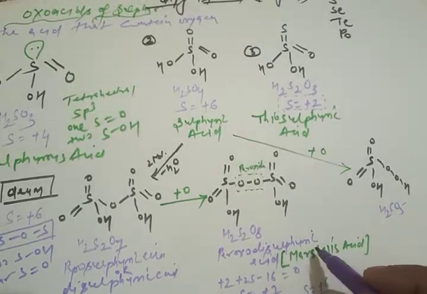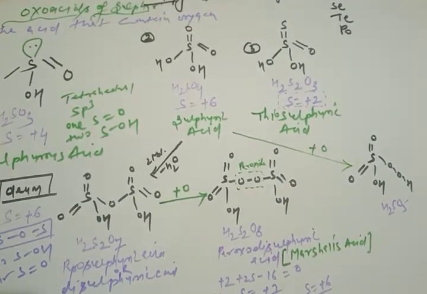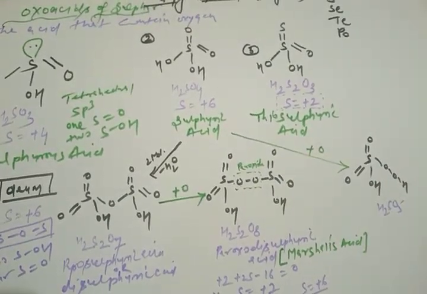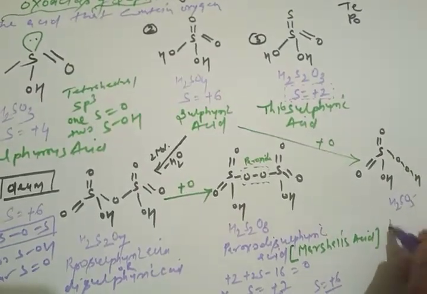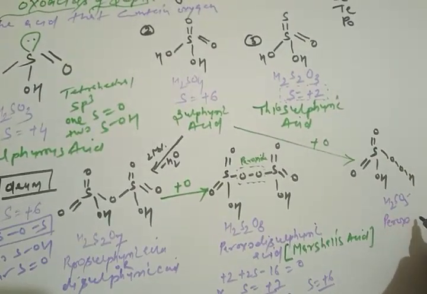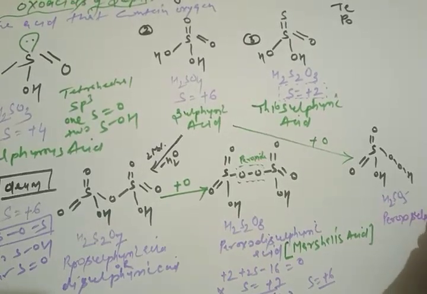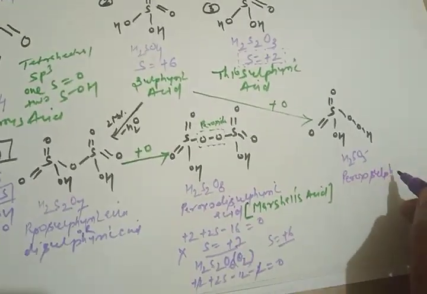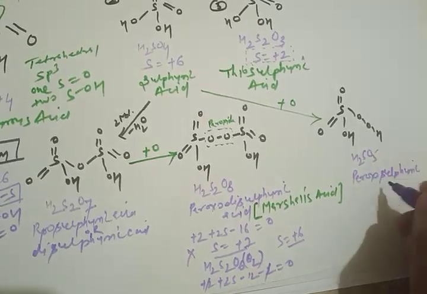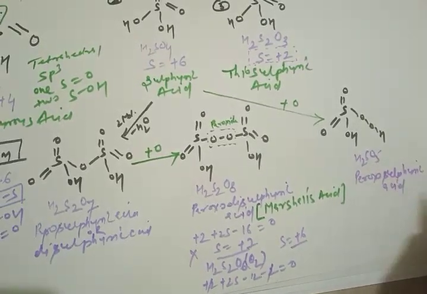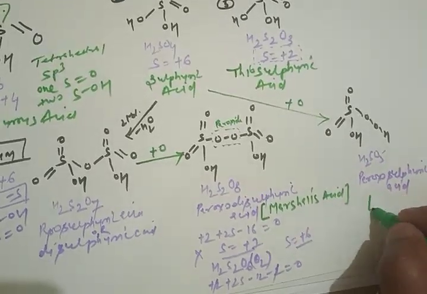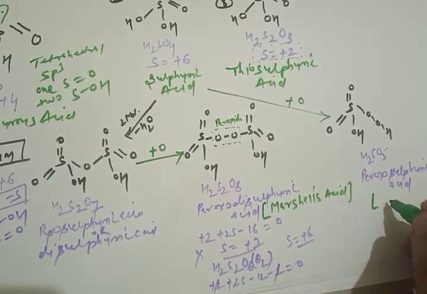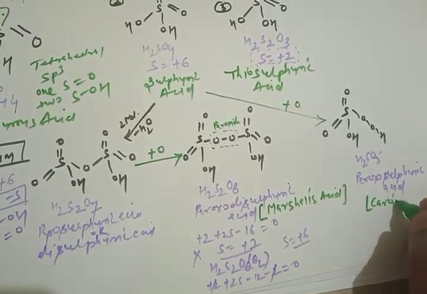This is called peroxo. It is a sulfuric acid only, so it is peroxysulfuric acid, peroxosulfuric acid, or peroxomonosulfuric acid, you can say that. Another name, as I told you, sometimes the question may ask, is Caro acid.